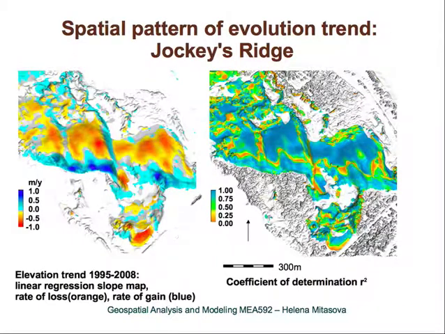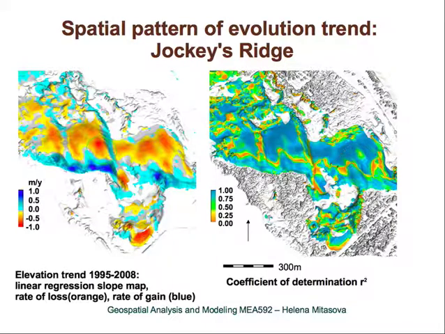And we can map the entire Jockey's Ridge, and you can see, again, these are the regression slopes. You can see that the highest rate of change was really on the top, in the location where in the past was the peak of the Jockey's Ridge elevation, and we can also see that the highest rates of elevation loss are on ridges. So essentially what Jockey's Ridge is doing, it is flattening.